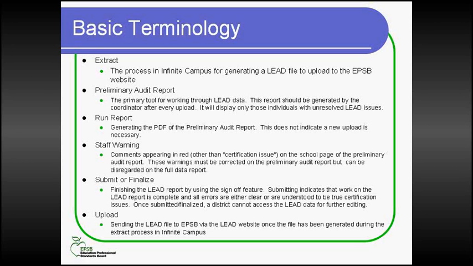The preliminary audit report is your primary tool for working through your LEAD data. This is going to show you your kick-out information, and we're going to spend quite a bit of time looking at how to read this in a little bit. This report is what you want to look at every time you upload a LEAD file. When I say you need to run your report, that just means generate that PDF of the preliminary audit report. There will be times that you will need to do that without uploading again. You can always do that at any time, just to check and see if something's cleared, if we've processed a certificate here, anything like that.